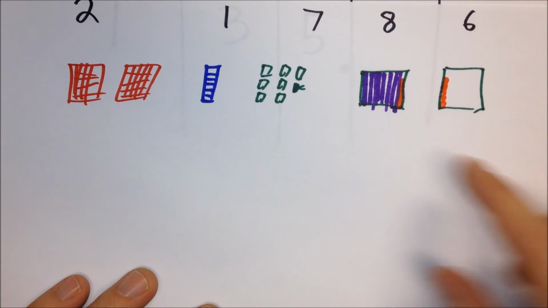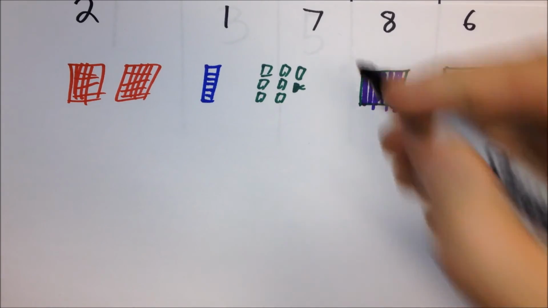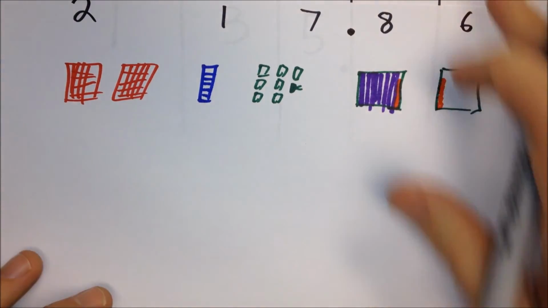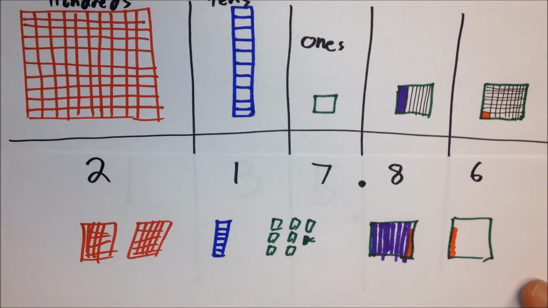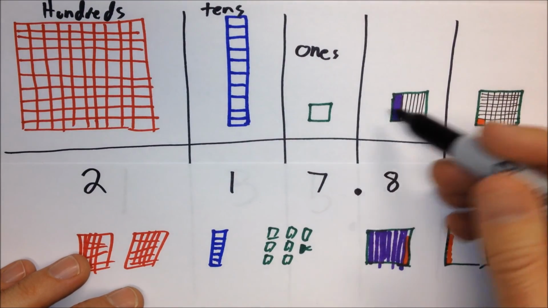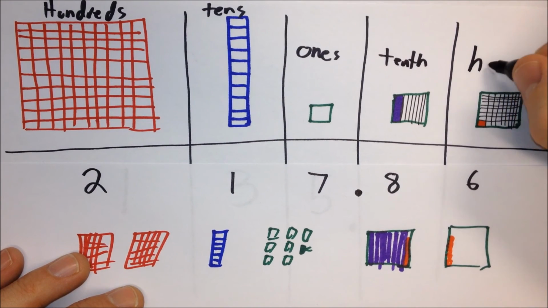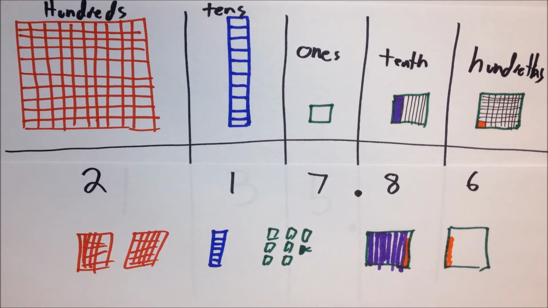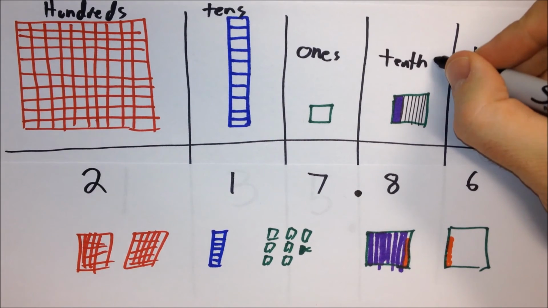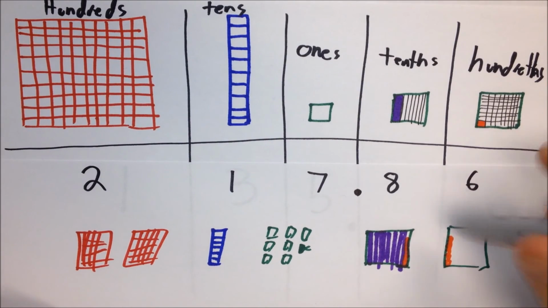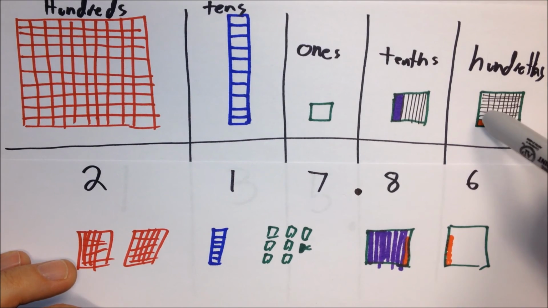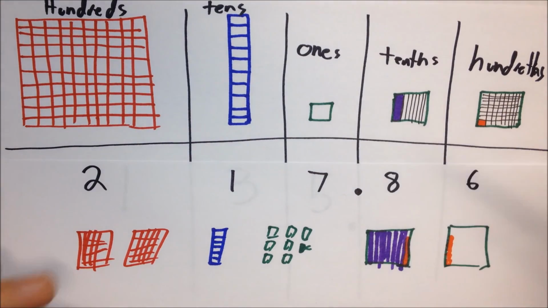So you can see that the number 0.86, oh, I forgot my decimal point. Notice the decimal point always goes between the ones and the tenths and the hundredths. Note that we call this the tenths because it takes 10 of them to make 1. We call this the hundredths because it takes 100 orange blocks to make 1.